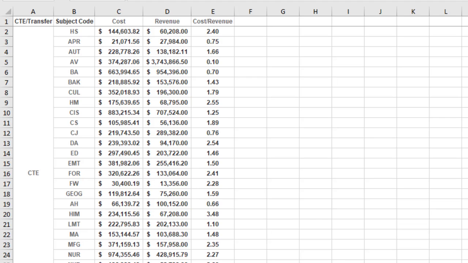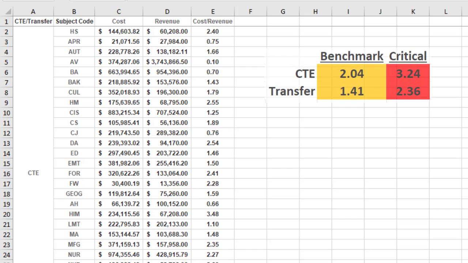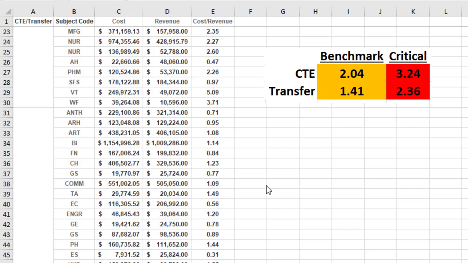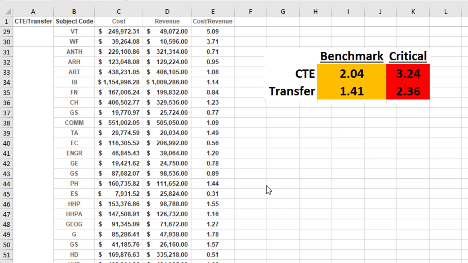Notice the unit's gone because the unit cancels, and that's one of the discussions we had earlier in the previous video. Okay, so the kicker here is what RSC has done in the past, at least for the past couple of years, is they use these things called benchmark thresholds and critical thresholds. So they compare that cost over revenue number to these thresholds. CTE is 2.04 and 3.24. CTE is up top here. And if you scroll down, here's transfer down here.